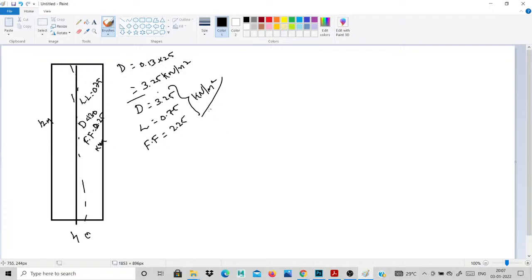Next, I convert this into two parts: one is the dead load and the other is the live load. I created this method myself. I compared it with STAAD and the values are the same. If you have any doubt, you can check it with the same one-way slab in STAAD.